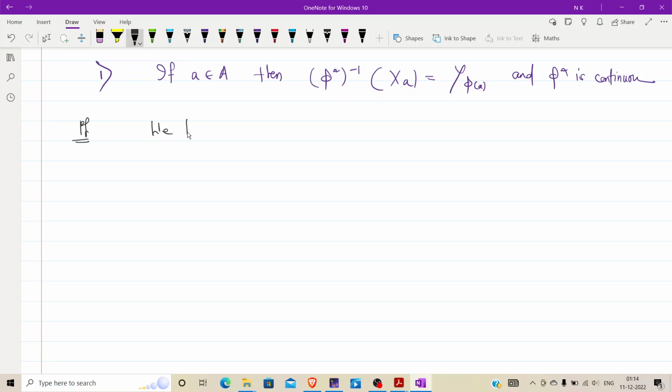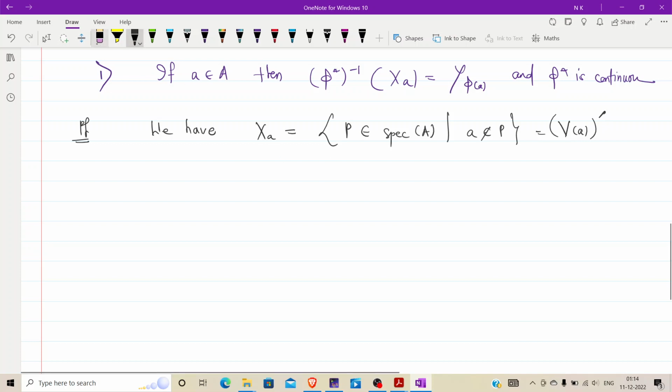We already know what X_a is. We have X_a equal to all ideals P belonging to the spectrum of A such that a does not belong to P. So it is in V of a complement, right? Let's not use this notation, we will just go with the simple definition. Fine.